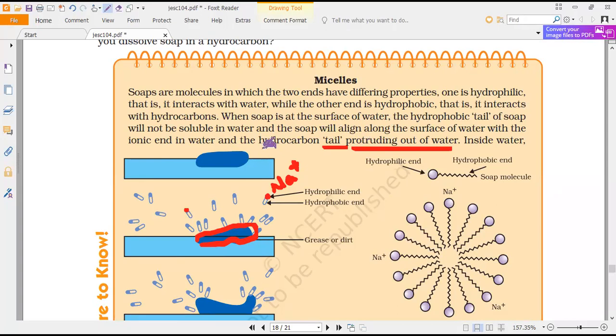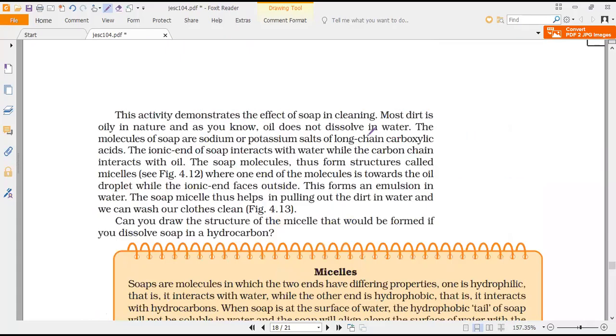That is the tail. The tail is attracting towards the oil. Okay, that is what. Protruding into the oil and protruding out of water. That is what you have to remember. Protruding means sticking out away from the water, and the head part is towards the water. Okay, so this is what soaps are and all.